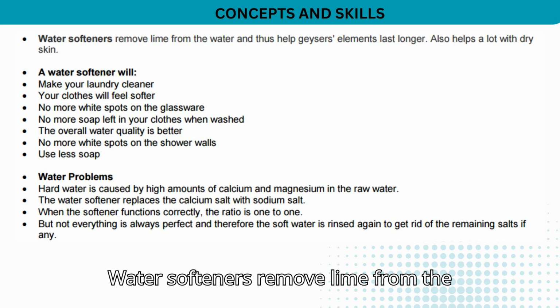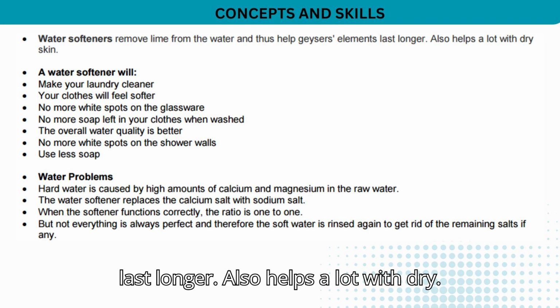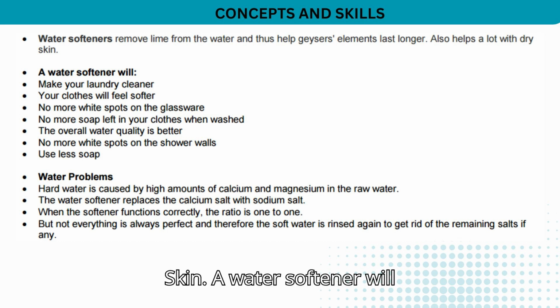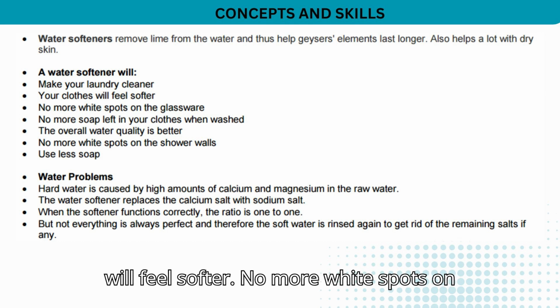Water softeners remove lime from the water and thus help geyser elements last longer. It also helps a lot with dry skin. A water softener will make your laundry cleaner. Your clothes will feel softer.